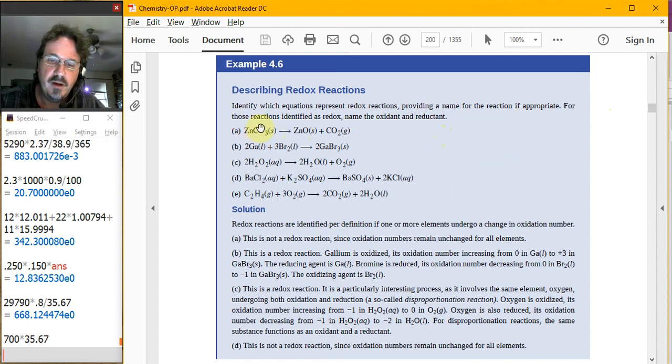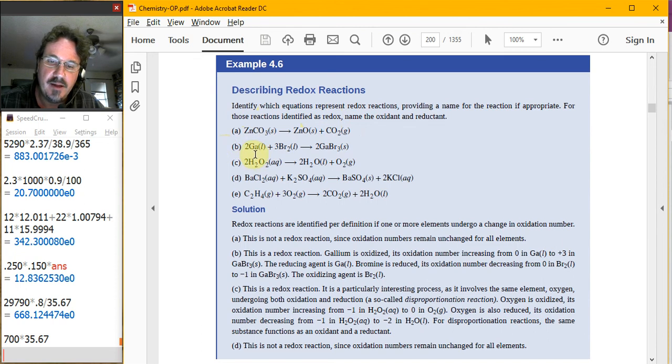So I look at here, carbonate's 2 minus, zinc is 2 plus. Here, zinc is still 2 plus, oxygen is 2 minus. So zinc hasn't changed. Here, oxygen is 2 minus, 2 minus, 2 minus. That's all the same. Carbon, I don't see anything changing. So is this a redox reaction? No, it's not. Moving on.